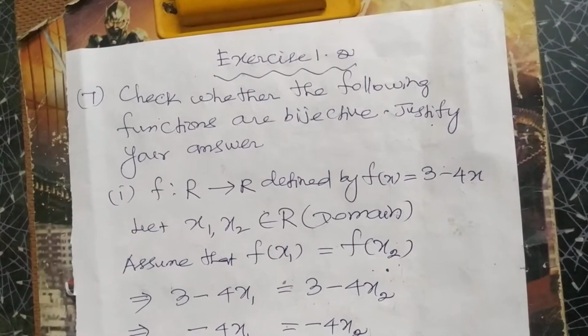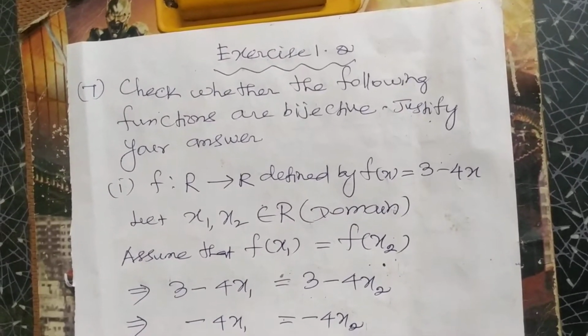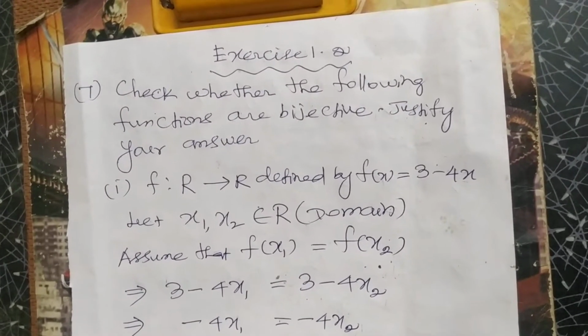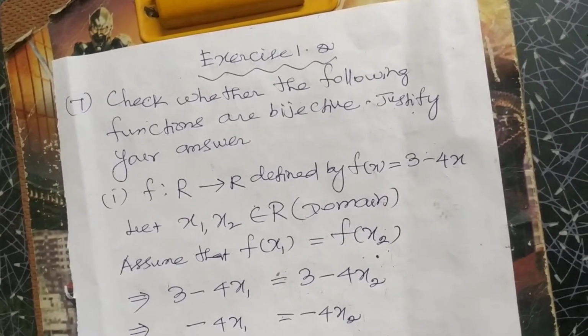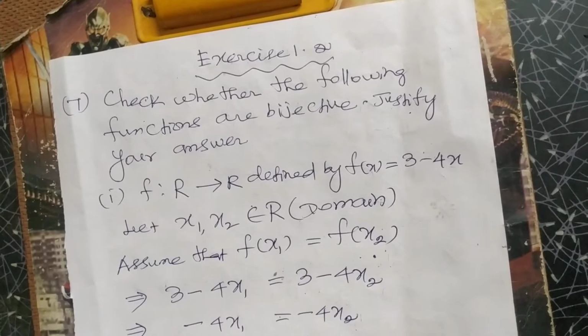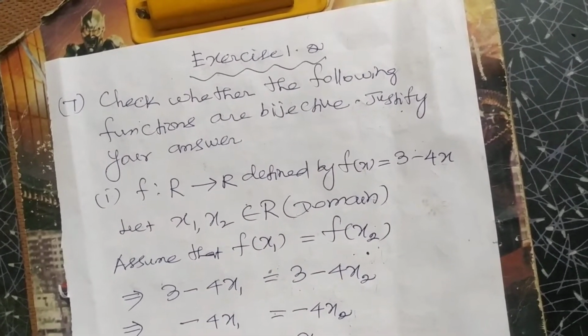In the previous video we have seen the types of functions and the working rule for one-to-one and onto functions. Today we will see problems on one-to-one and onto functions.